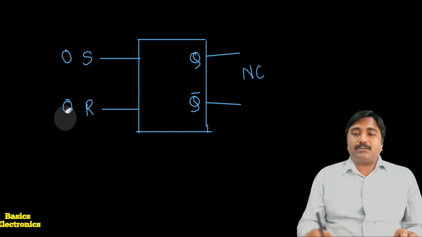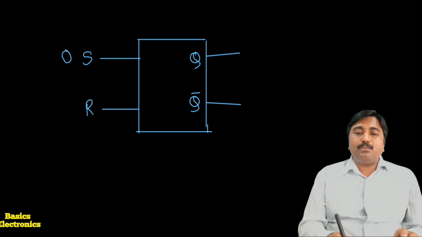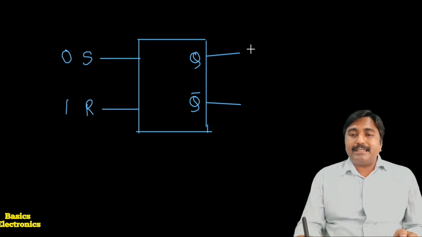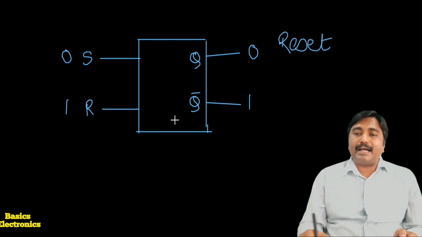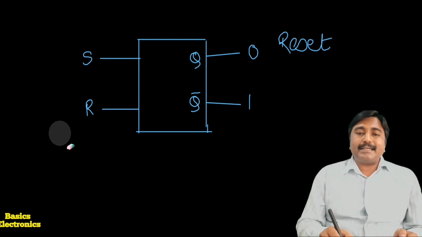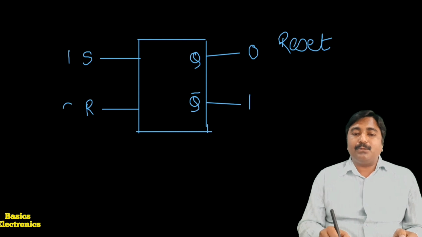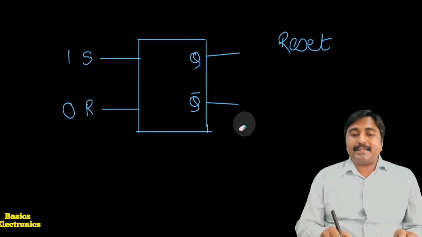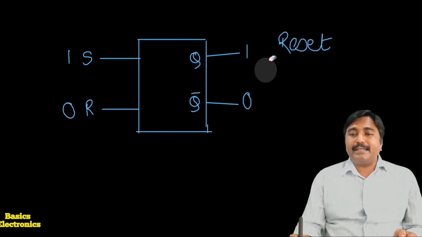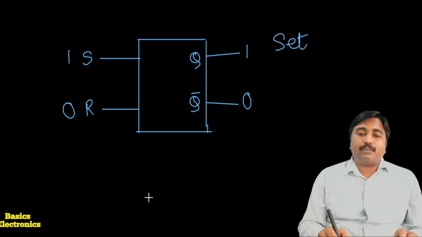When S equals 0 and R equals 1, we get Q equals 0 and Q bar equals 1. This condition we call the reset condition. When S equals 1 and R equals 0, we get Q equals 1 and Q bar equals 0. This condition we call the set condition. This is the set condition of the flip-flop.